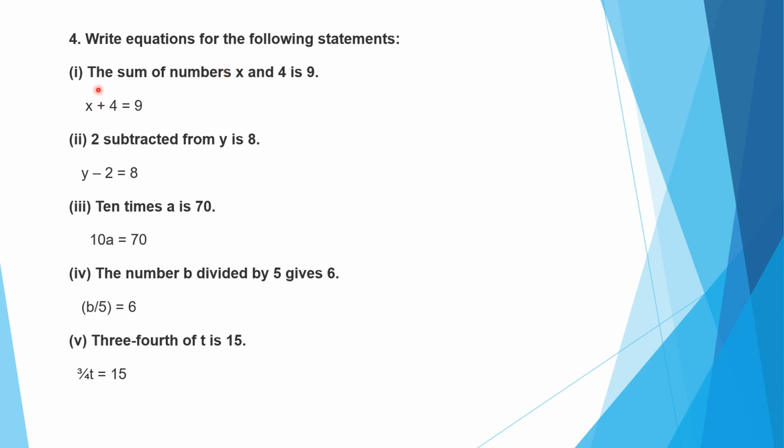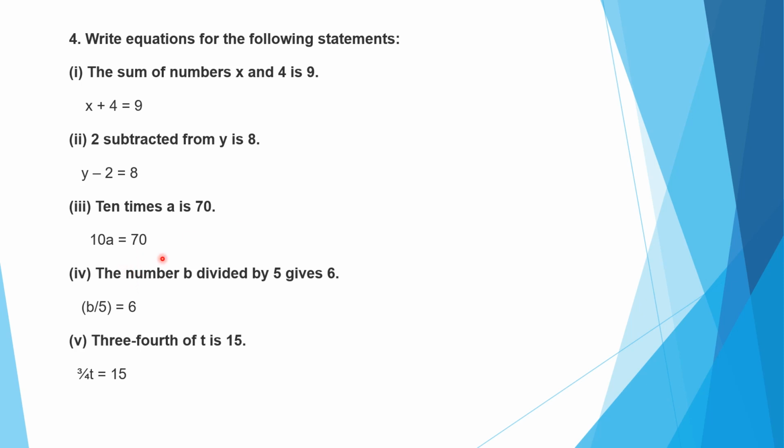Now once again read this. The sum of numbers x and 4, that is x plus 4, is 9. That is equal to 9. Clear? Next statement. 2 subtracted from y is 8. That means from y, how much do we have to subtract? 2. That is y minus 2 is equal to 8. Clear? 10 times a is 70. 10 times a means 10 into a. a plus a plus a plus a, that 10 times means 10a is equal to 70.